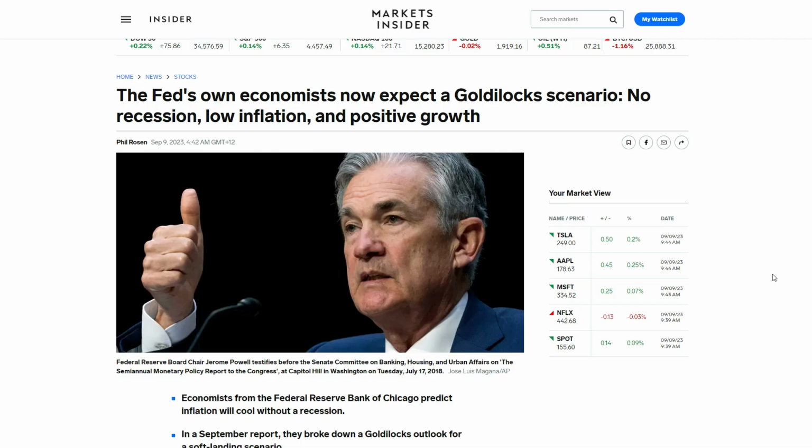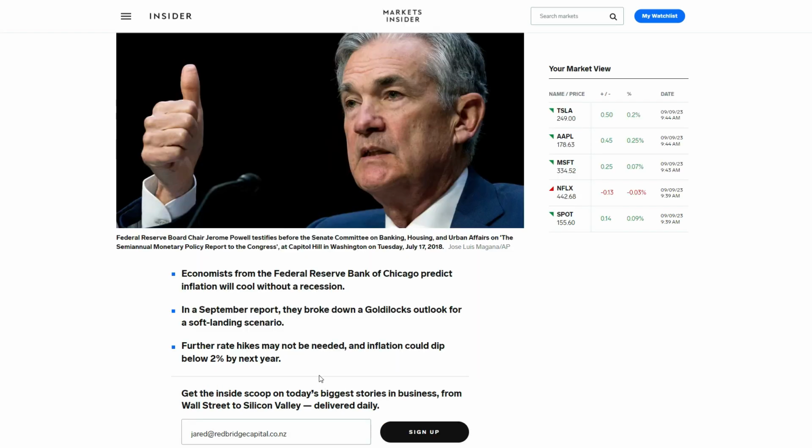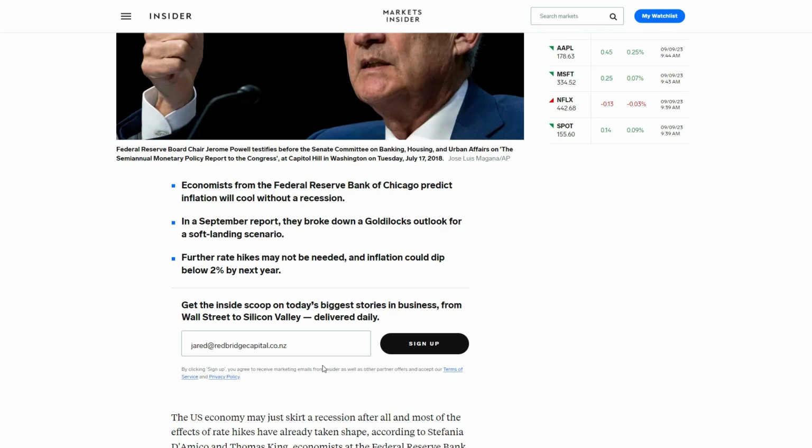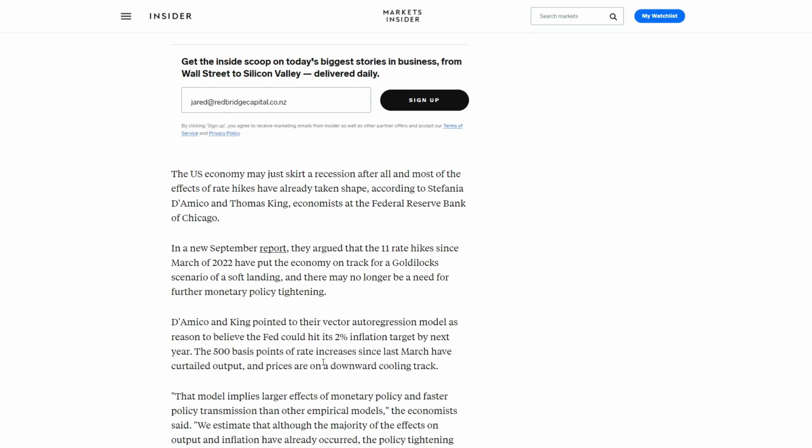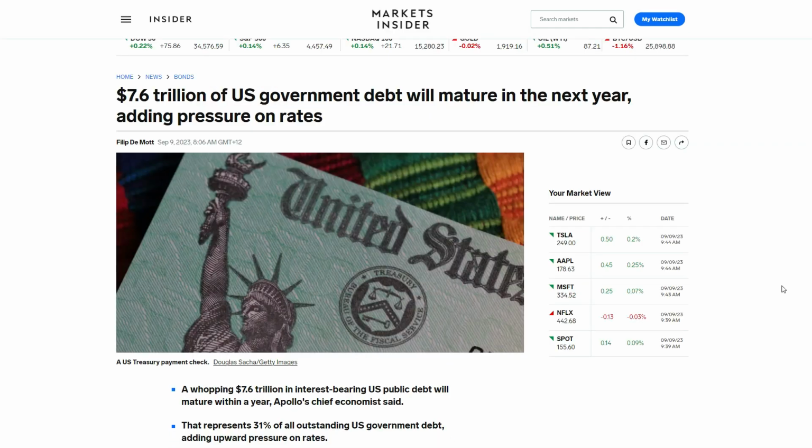Even the Fed's own economists are expecting a Goldilocks scenario. No recession, low inflation, and positive growth. They're saying further rate hikes may not be needed and inflation could dip below 2% by next year, which is a very optimistic outlook and one the stock market would love as well and is kind of already banking on. However, let's take a look at the other side of the coin and the risks out there.